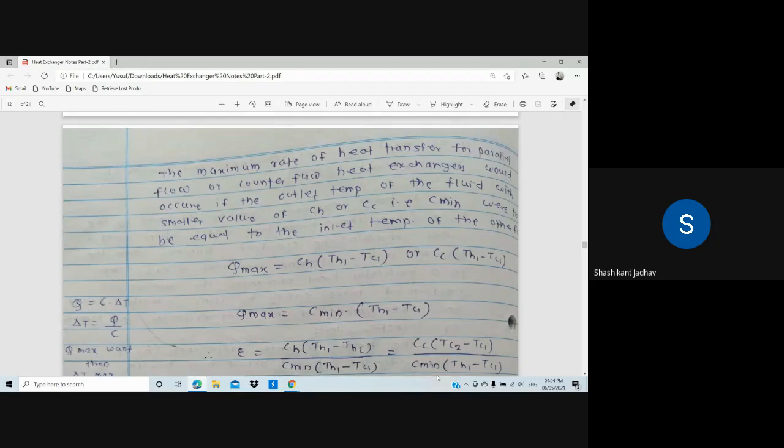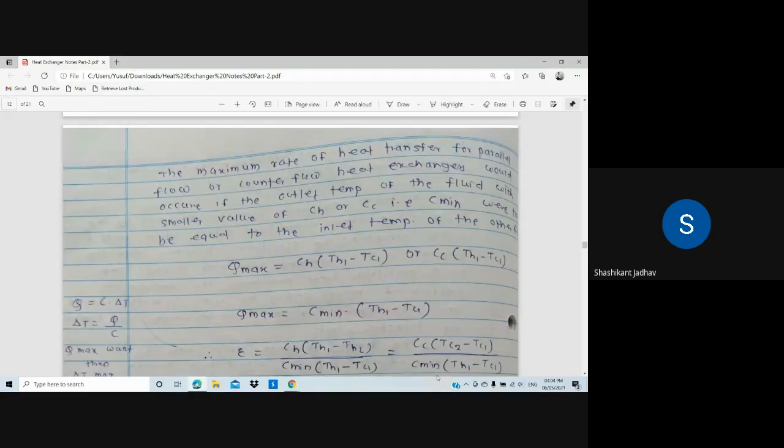क्यू मॅक्स सेम असणार आहे. ज्यावेळेला आपण कोल्ड फ्लूइड साठी इक्वेशन लिहितोय क्यूचं, ते काय असणार आहे, CC इंटू ब्रॅकेट TC2 मायनस TC1 डिवायडेड बाय क्यू मॅक्स इक्वेशन काय असणार आहे, C मिनिमम इंटू TH1 मायनस TC1. ओके, सो राइट डाउन CC इंटू ब्रॅकेट TC2 मायनस TC1, divided by C minimum into bracket TH1 minus TC1.